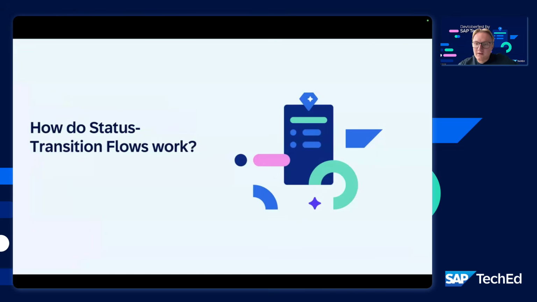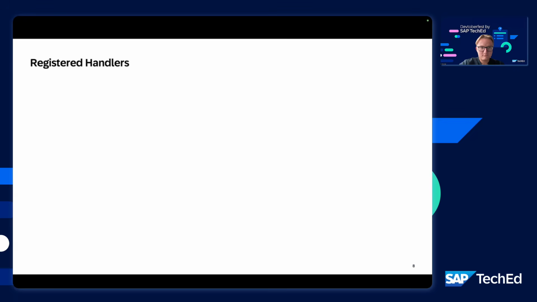So how does this work in the background? As always in CAP, we register some handlers, and the request goes through them. The blue ones you would see now are the ones added by the flow feature, and the white ones are the ones that are already there.